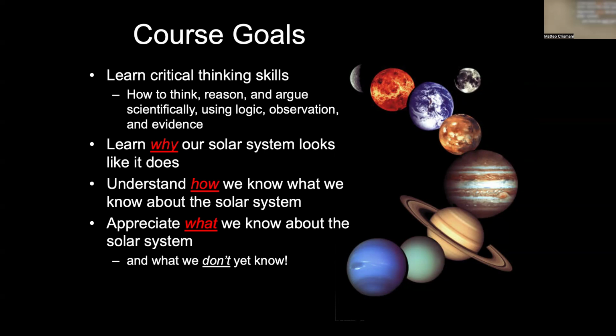To that end, I want you to think about how to use critical thinking skills, how to reason based on the evidence that's presented, how to build mental models to interpret new information and adapt them, okay? We're gonna do that by looking at these three things: learning why the solar system looks the way it does, understanding how we know what we do about the solar system, and then to appreciate the fact that we know any of it at all.